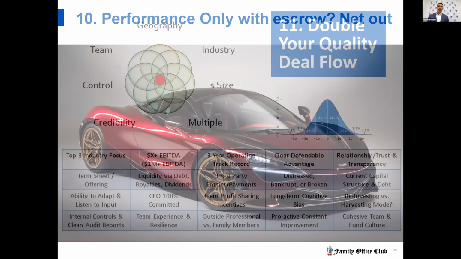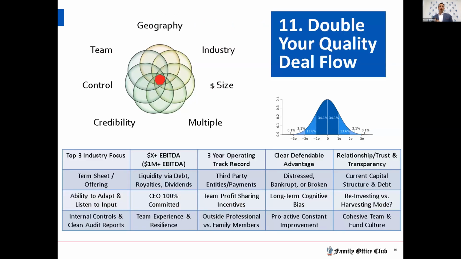This next slide here is point number 11, insight number 11, and that is to double your quality deal flow. So if you're not following along visually through the Zoom webinar software, there's just a sort of Venn diagram that has many different circles that overlap in the middle, which is your strike zone. And the point of showing that is that you really have to find a crossover of geography, industry, the size of the deal, the multiple you're willing to pay, the credibility of the deal, whether you need control or you're okay being a minority investor, quality and size of the team, et cetera.